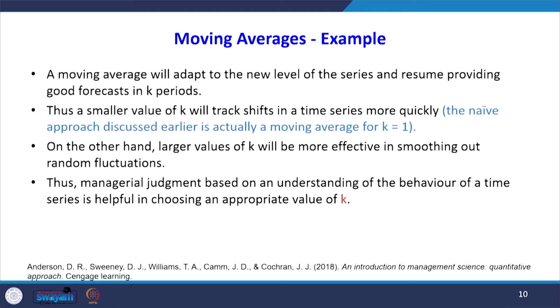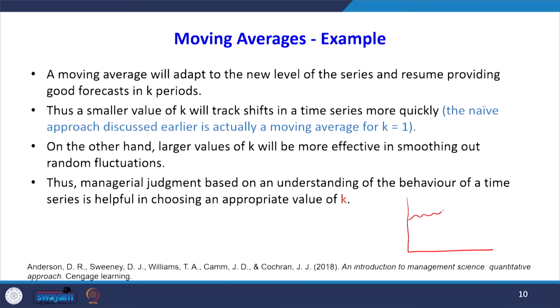On the other hand, larger values of k will be more effective in smoothing out random fluctuations. When you increase the k value, it will become more smooth. That is why choosing the right k is most important. Thus, managerial judgment based on understanding of the behavior of a time series is helpful in choosing an appropriate value of k. If the k is higher, for example, I will plot it.